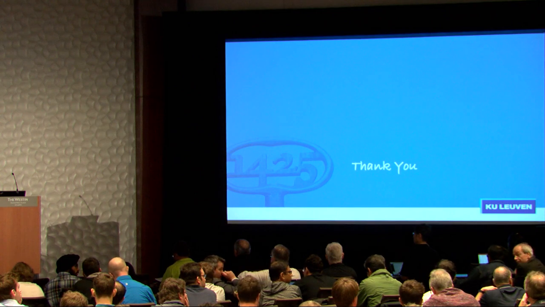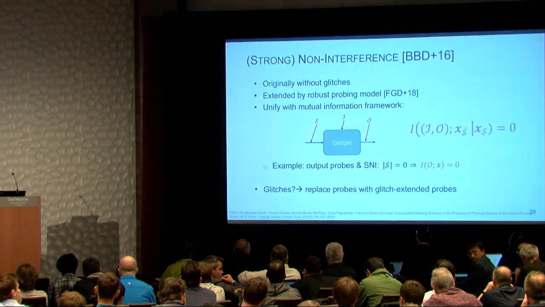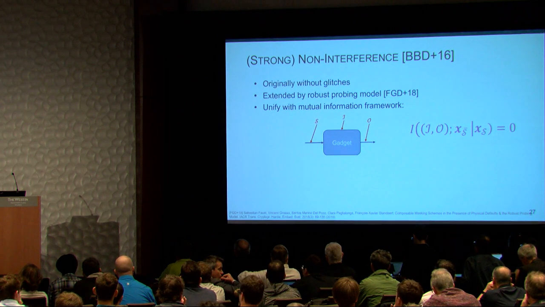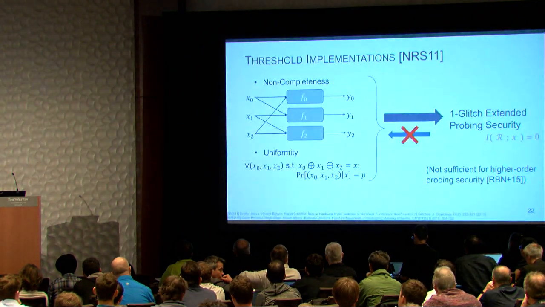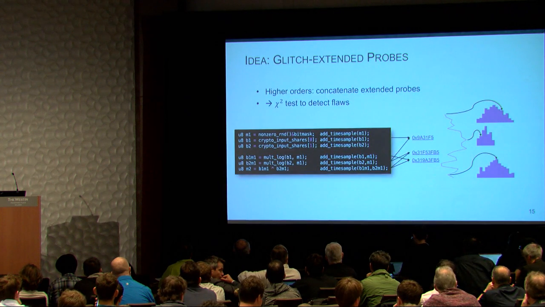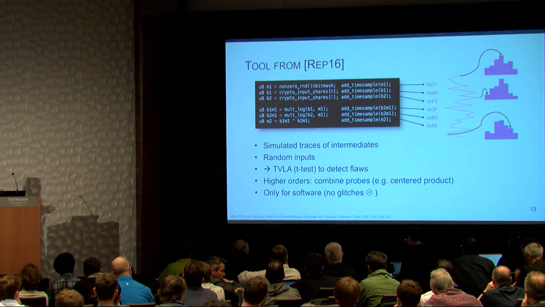Could you go back to the page where you explained the simulated traces with glitch extended probes? Sorry, the simulation with glitch extended. You mean in the beginning. At the beginning, okay. Yeah. So could you explain how you get this value, like 9A31F5?